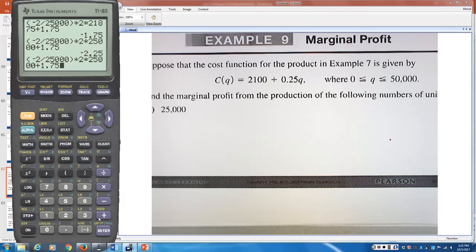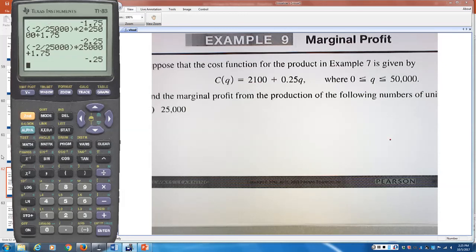It's only because you have times 2 times that, that's why it's like that. Ah, yeah, you're right. That's what I need to delete. I forgot we put that in there for the other problem. So yes, it's negative 25 cents. So your profit is decreasing about 25 cents for every additional unit you make. Okay?